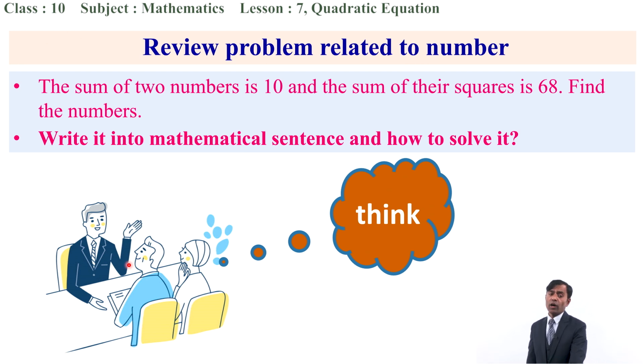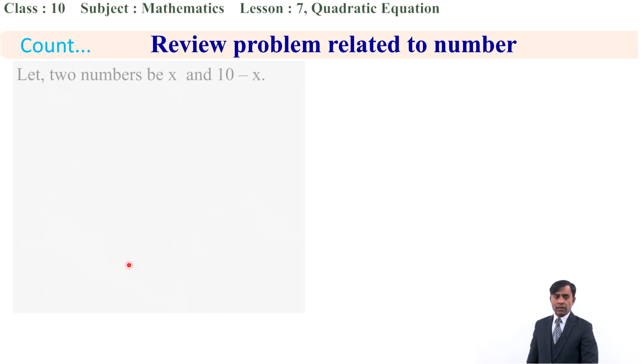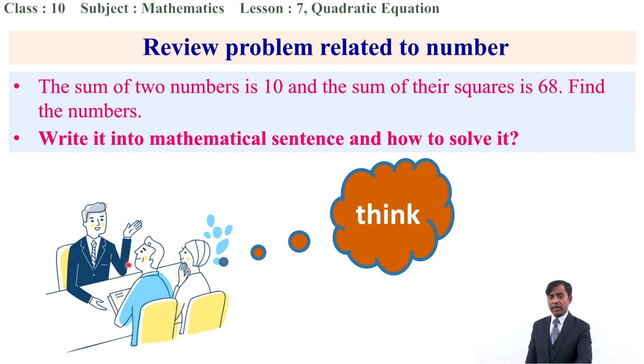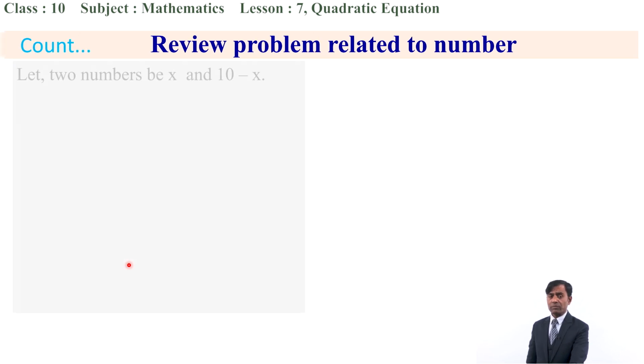Let's solve this problem. Let the two numbers be x and 10 minus x. Why is 10 minus x written here? Look here. The sum of two numbers is 10. If we take one number as x, then the other number is 10 minus x.